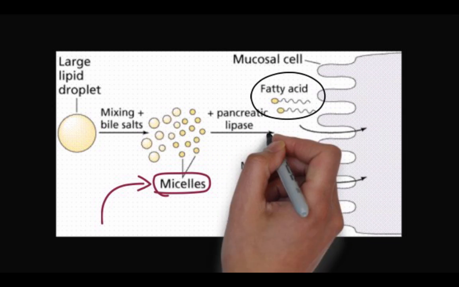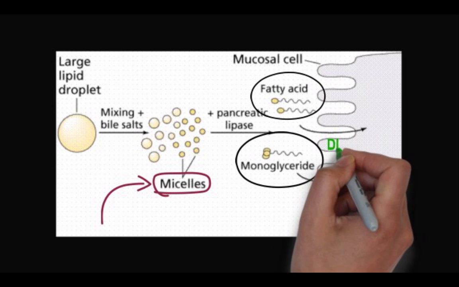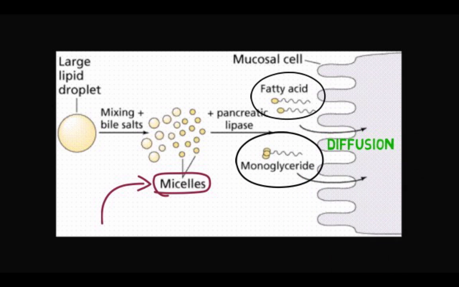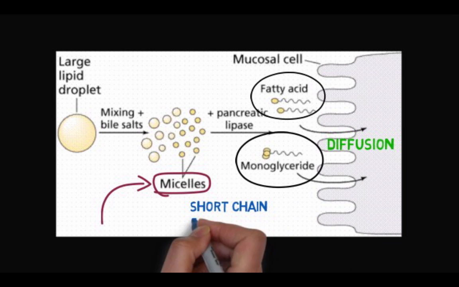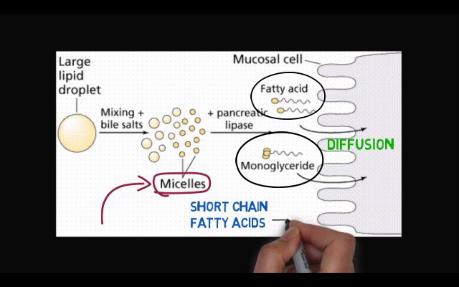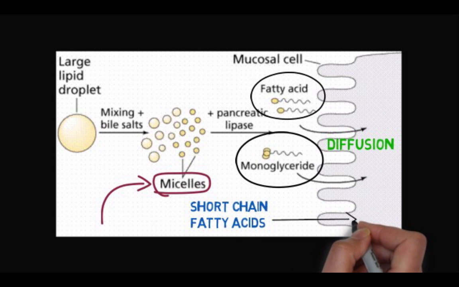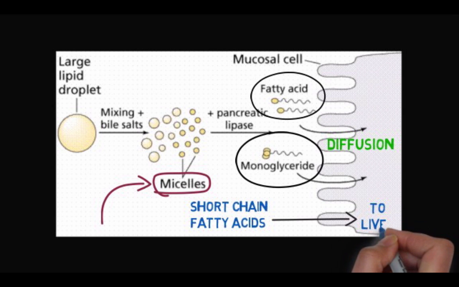Free fatty acids and monoglycerides are absorbed into the small intestinal epithelial cells via diffusion. Small and medium chain fatty acids are generally absorbed out of the epithelial cells into the capillary network within the intestinal villi, where they will be transported in the blood to the liver.